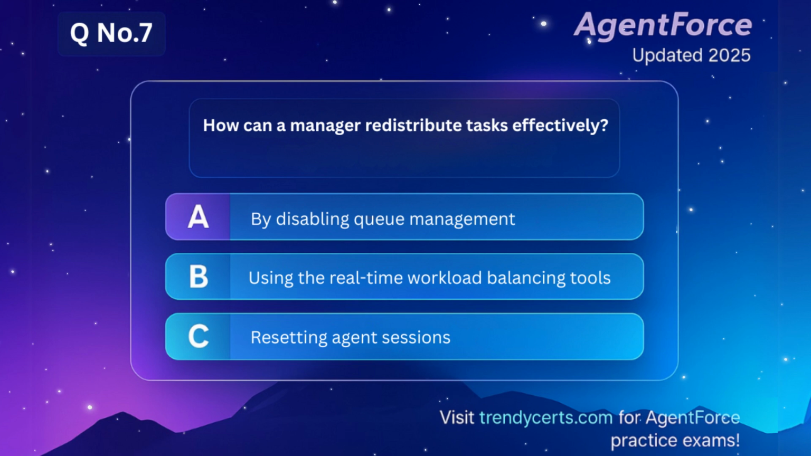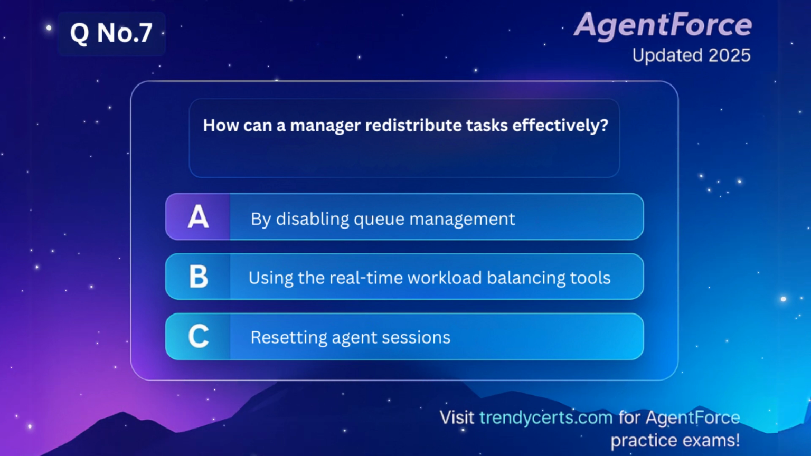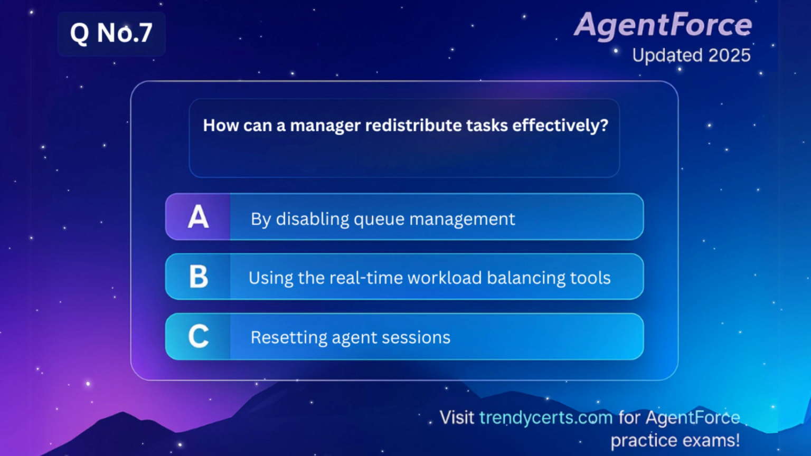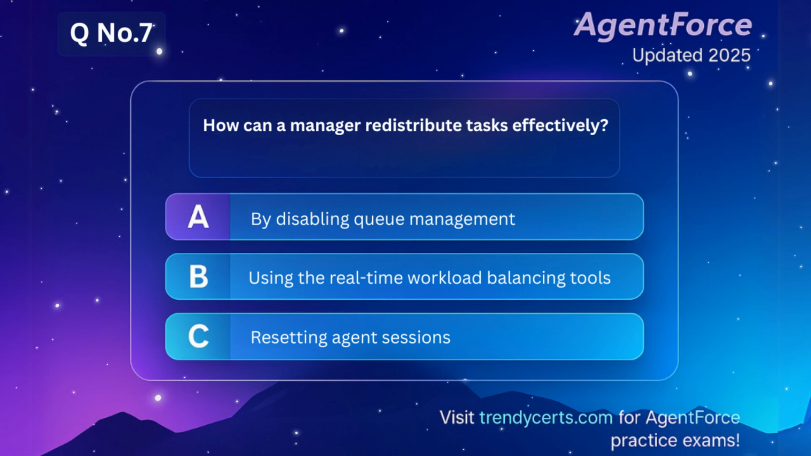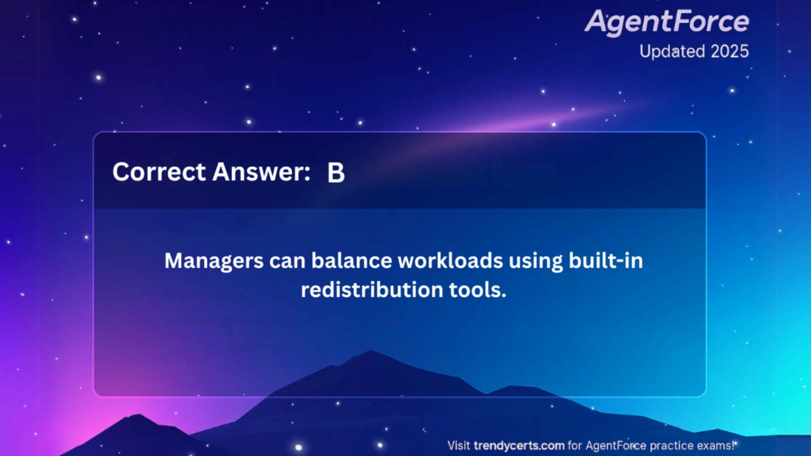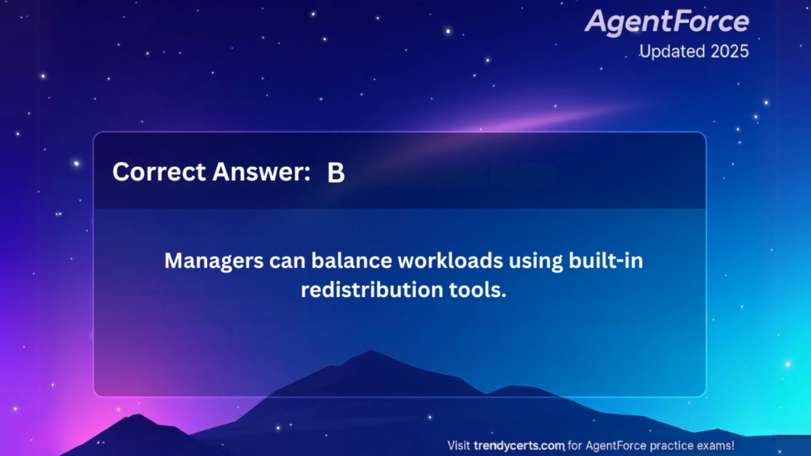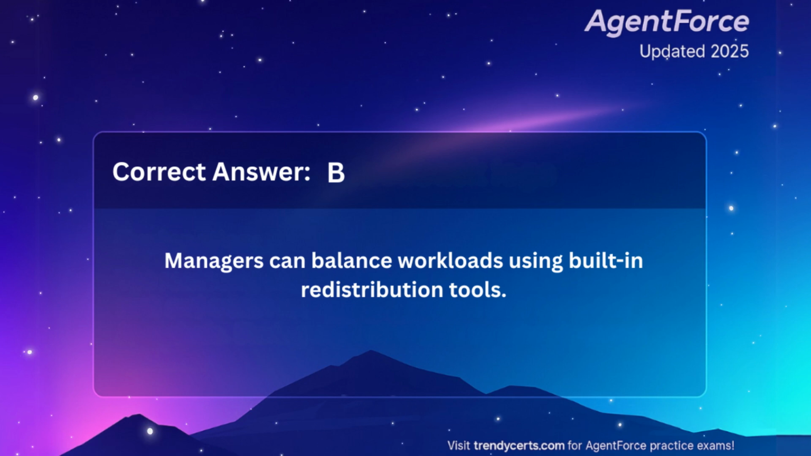How can a manager redistribute tasks effectively? A, by disabling queue management. B, using workload balancing tools. C, resetting agent sessions. That would be B, using real-time workload balancing tools. It's the most effective way to shift work across the team.